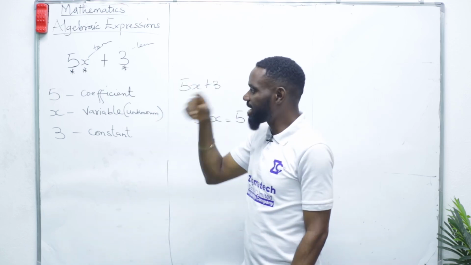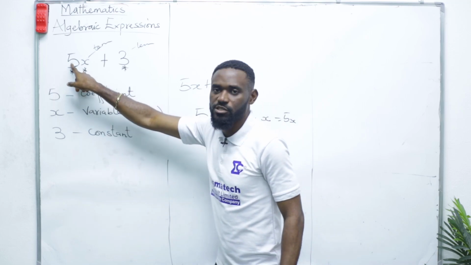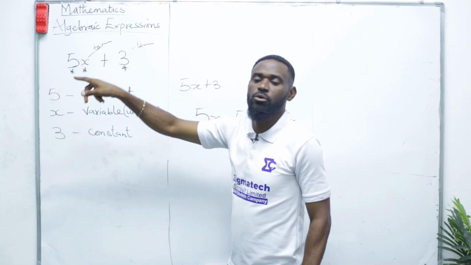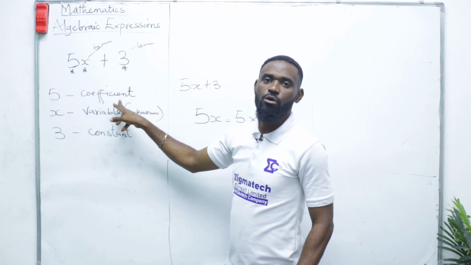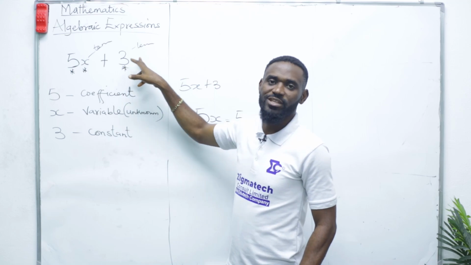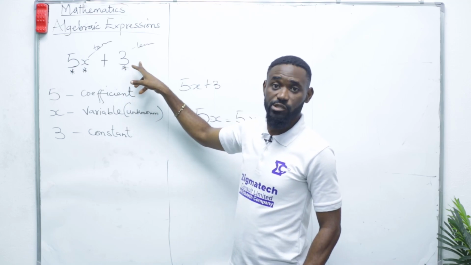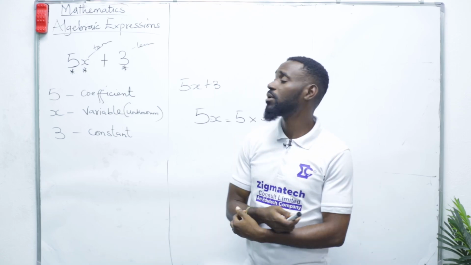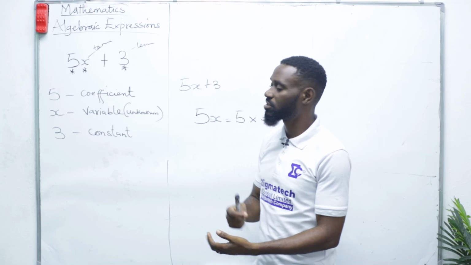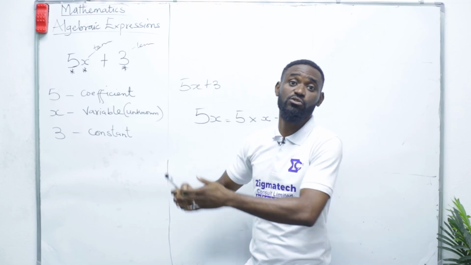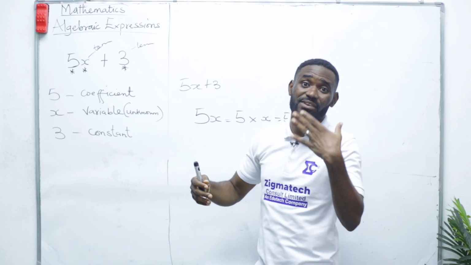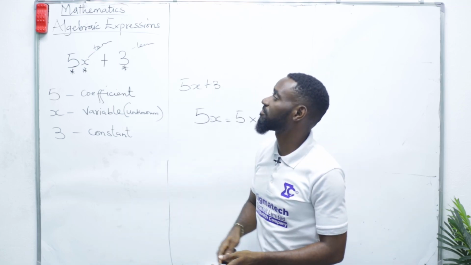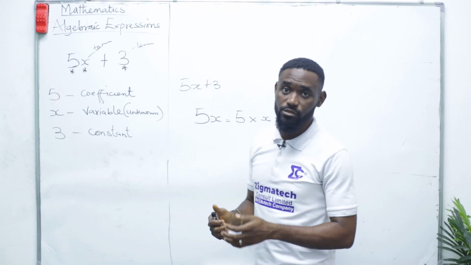Remember, this 5 is not a constant because it is attached to an unknown. Because it is attached to an unknown, it is a coefficient. Constants are usually alone without any variable with them. Do you understand that now? While we solve, we'll be making use of these terms. They will ask us to find the coefficient, so you need to know how to identify a coefficient. They will ask us to identify constants and all that. Do you understand the point?